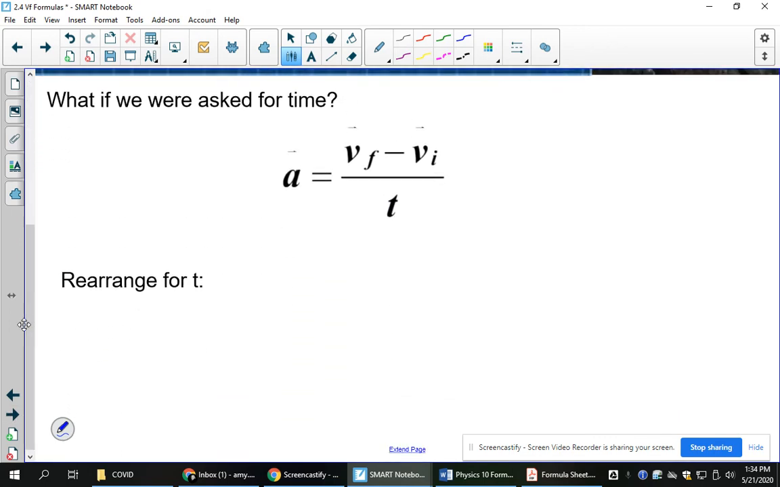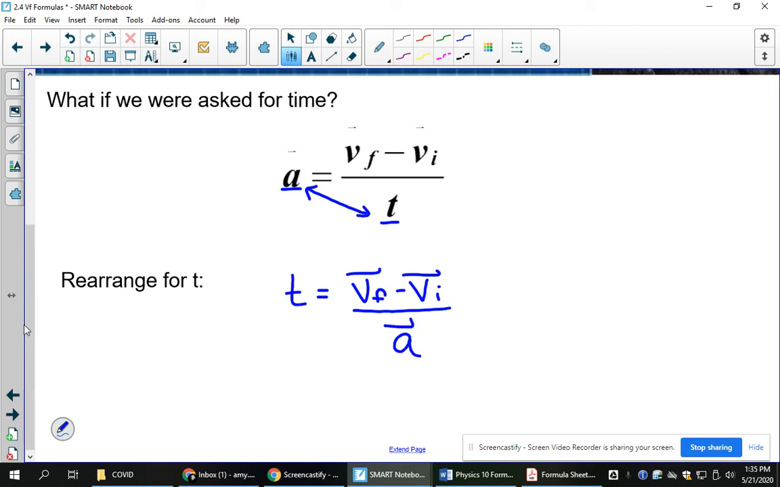What if we were asked for time? This is actually a very simple rearranging of the original formula. If I'm asked to solve for time, and I've got something on top and bottom, that good old thing we learned in trigonometry, where these two can switch places, is all you have to do. Time would come to this side. The top of the fraction doesn't change, and acceleration would go to the bottom.